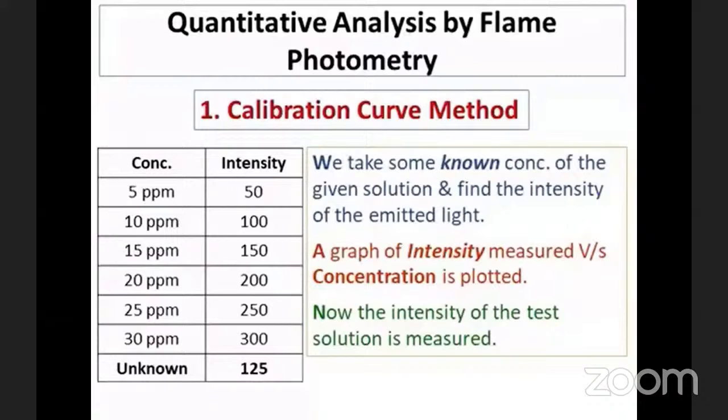There are different methods used for the quantitative analysis of samples by using a flame photometer, of which the first method is the calibration curve method. In this method, a series of standard solutions of known concentrations of the element is first prepared. Usually solutions of 5 ppm, 10 ppm, 15 ppm, 20 ppm, 25 ppm and 30 ppm are prepared, along with the unknown solution.